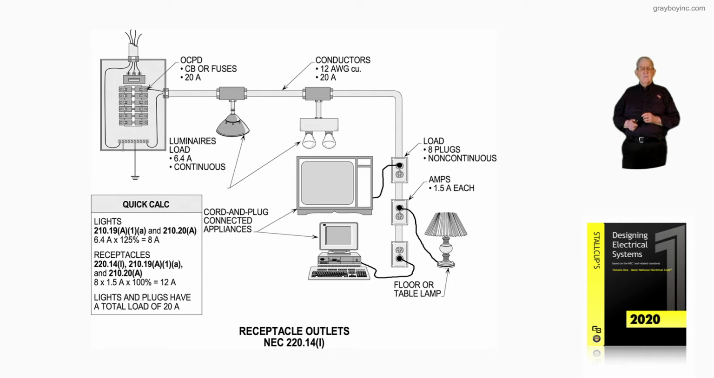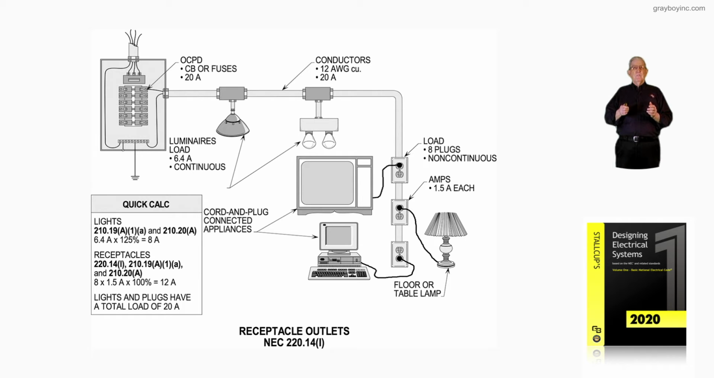And the conductors are number 12, 20 amp rated. We have 8 plugs, non-continuous. We have 1.5 amp each. We have floor lamps, we have computers, we have televisions, things that are just one TV, but they're connected in to this circuit, making it a combination.